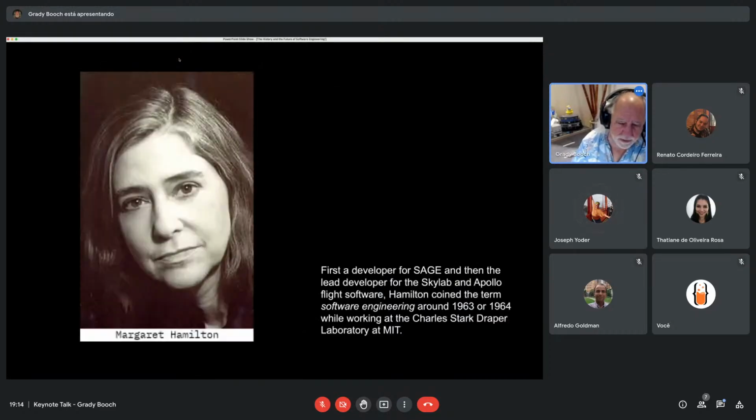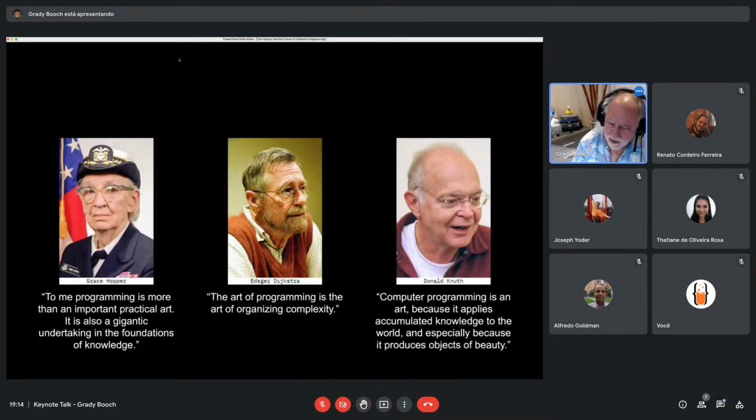Turns out it goes back even further, and it goes back to Margaret Hamilton. Margaret was one of the first developers for SAGE. We'll talk about that in a bit. And she was a lead developer for Skylab and Apollo. To distinguish what she was doing from all the hardware engineers around her, she called herself a software engineer. Margaret, I declare to be the originator of the term software engineering. We'll see her again in our history.